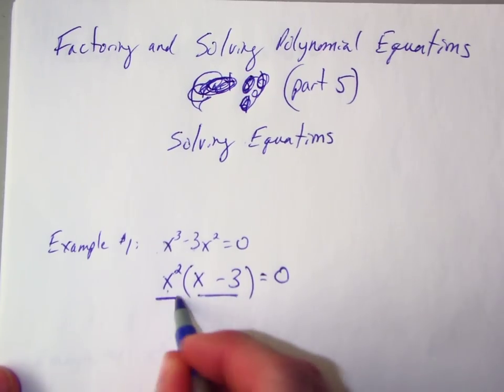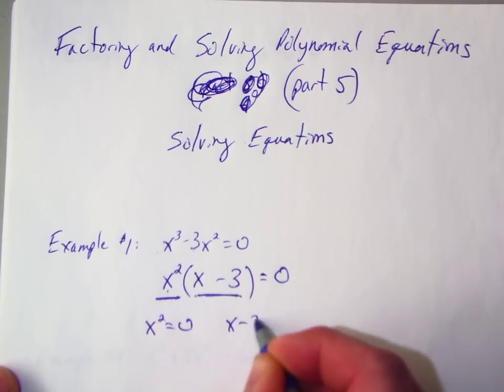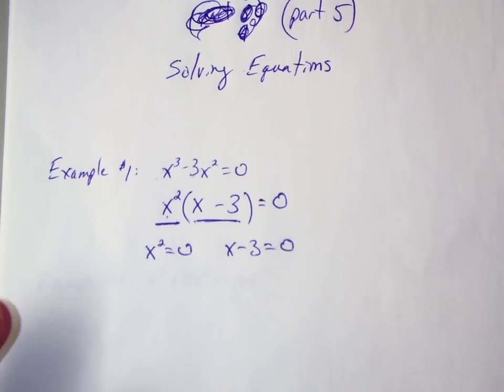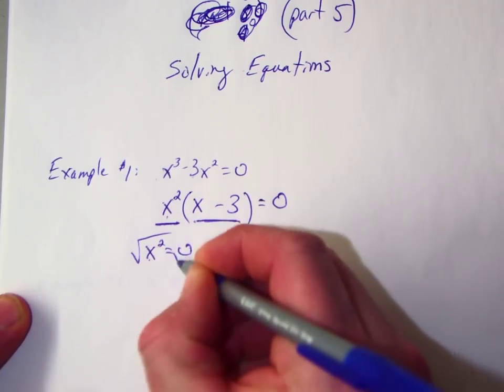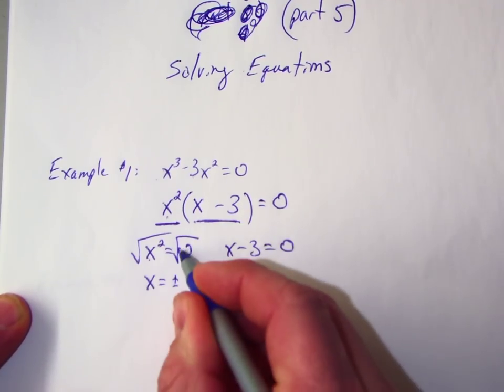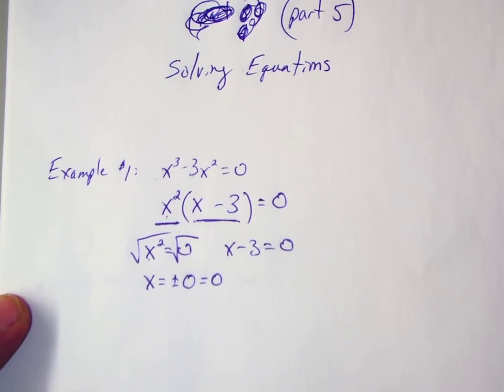What I'm going to do is take each of these factors and set them equal to 0. And now I'm going to solve each one independently. So to solve for x squared, I take the square root. X equals, now it should be plus and minus, the square root of 0, which is just 0. You can't have a positive or negative 0.